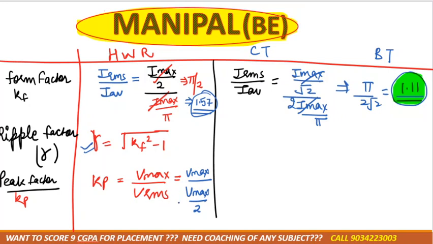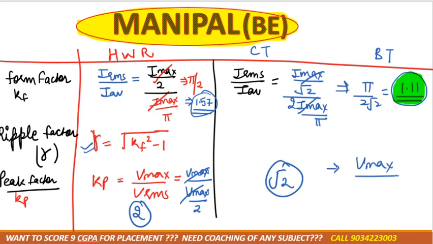Then you will get the value for peak factor in the half wave rectifier as 2 and in the full wave rectifier as root 2, because in this case Vmax by VRMS, and VRMS is Vmax by root 2. Understood? Now tell me, any doubt up to here?